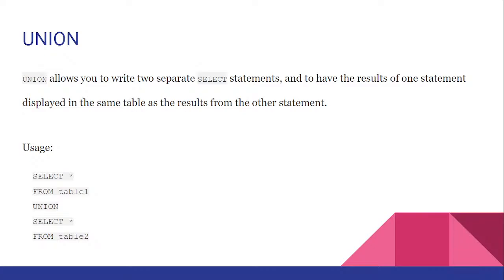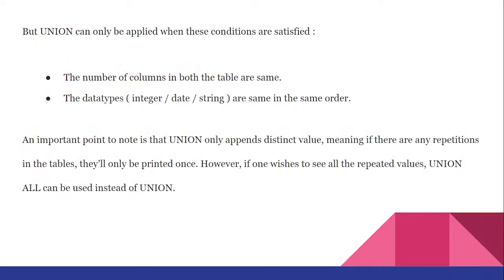However, in union what happens is you write two separate select statements. So you select from one table and you select from another table, and then you place those on top of each other. No joining happens, the from clause is not edited, but here we have two separate select statements, and the results of one statement are displayed within the same table as the other, joined together vertically, on top of each other. But there are certain conditions to it. We'll get into that later.